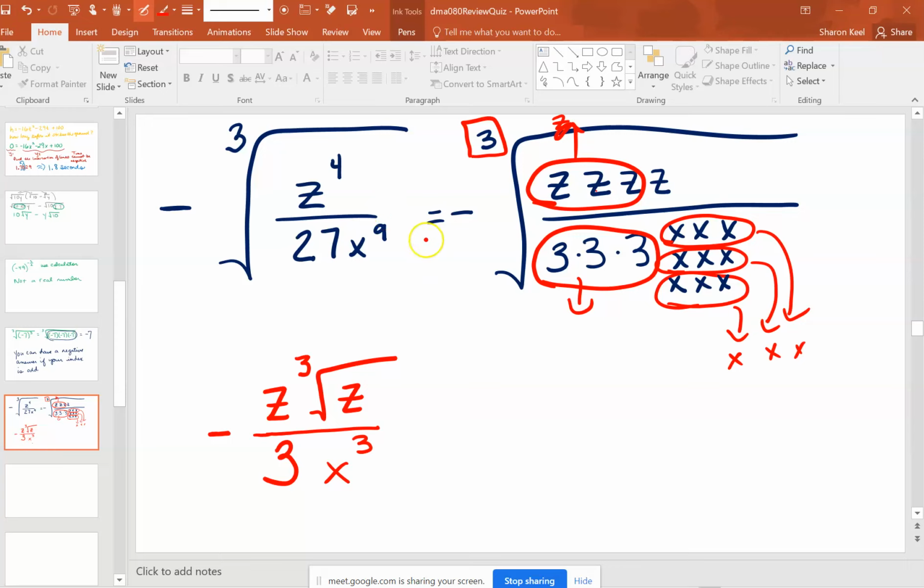Another way you could look at this would be 3 goes into 4 one time, 1 z comes out, and then when you subtract, there's going to be 1 z left. The cube root of 27 is 3, and 3 goes into 9 evenly 3 times.